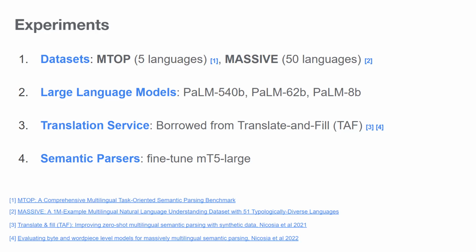We work with PaLM as our choice of large language model and experiment with 8 billion, 62 billion, and 540 billion sized variants of the PaLM model. For the datasets translated using a machine translation service, we borrow the examples generated by the translate and fill method, also referred to as TAF. Finally, we fine-tune an MT5 large model on datasets from all the languages to obtain a multilingual semantic parsing model.